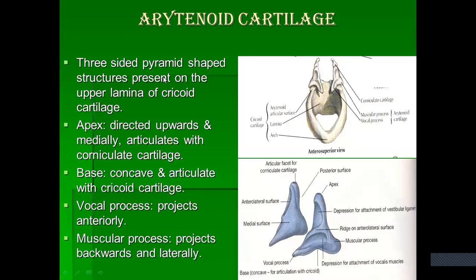So coming to the arytenoid cartilages. Each arytenoid cartilage is pyramidal in shape. It is present on the upper lamina of the cricoid cartilage. You can see here, the apex is directed upwards and articulates with the corniculate cartilage. Base is concave, articulates with the cricoid cartilage. It has two processes, the vocal process. So these are the vocal processes. It projects anteriorly. Then this is the muscular process. It projects backwards and laterally.